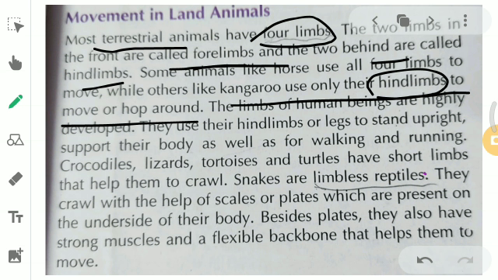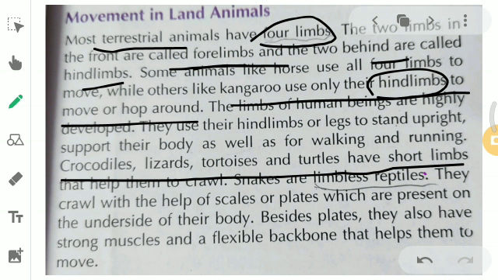While walking and running, we can move the hands also. Without movement of hands, we can't run and walk. So our hands and legs help in the movement of our body. Next one, crocodiles, lizards, tortoise and turtle have short limbs that help them to crawl.